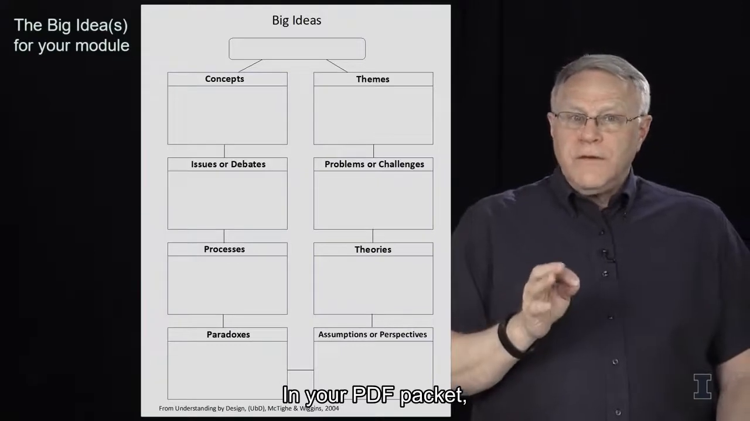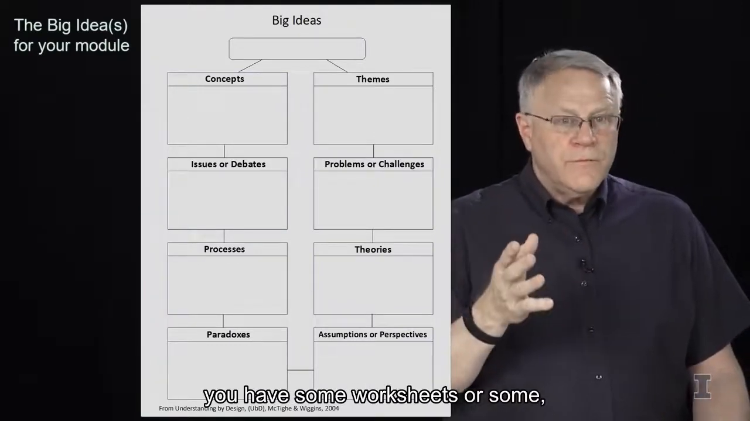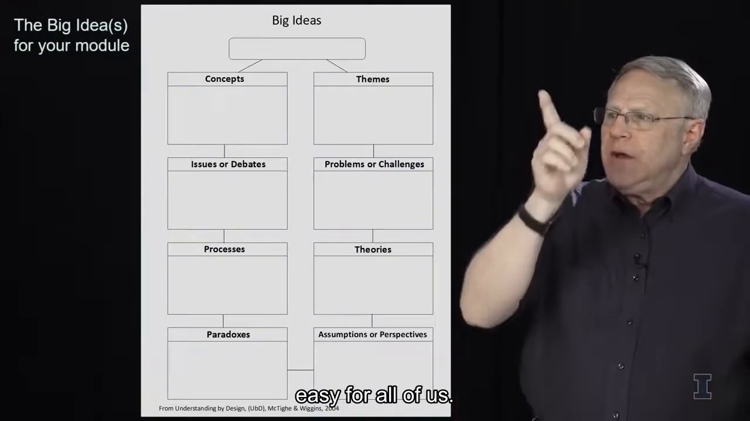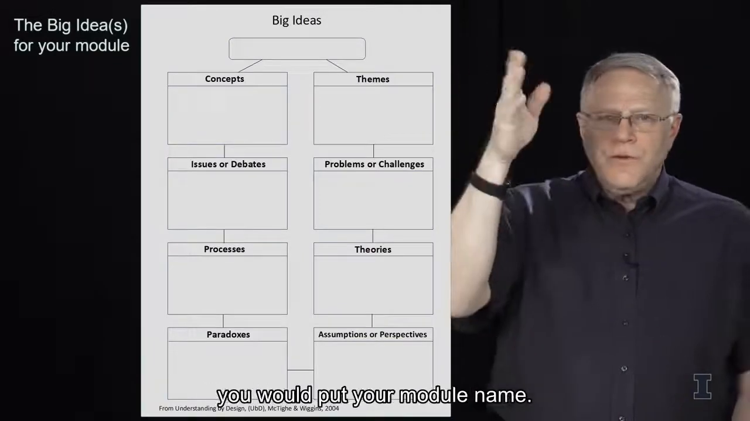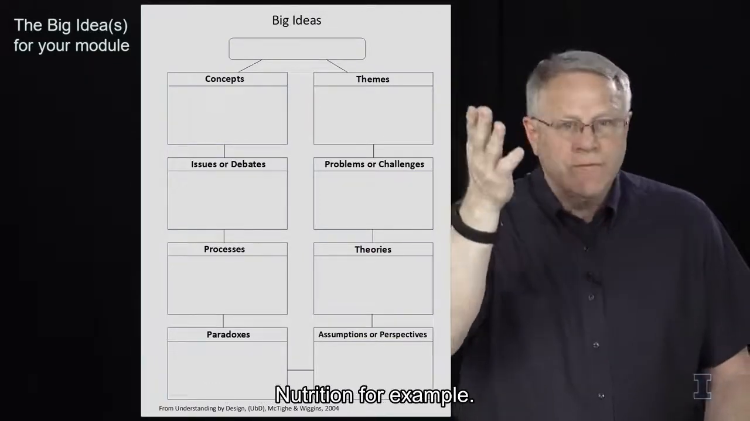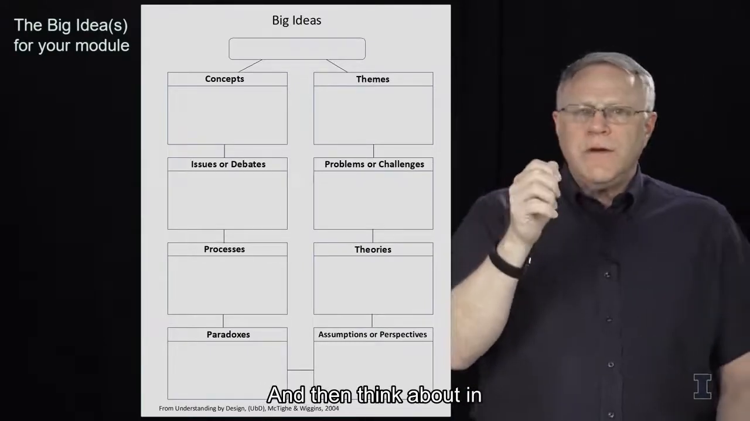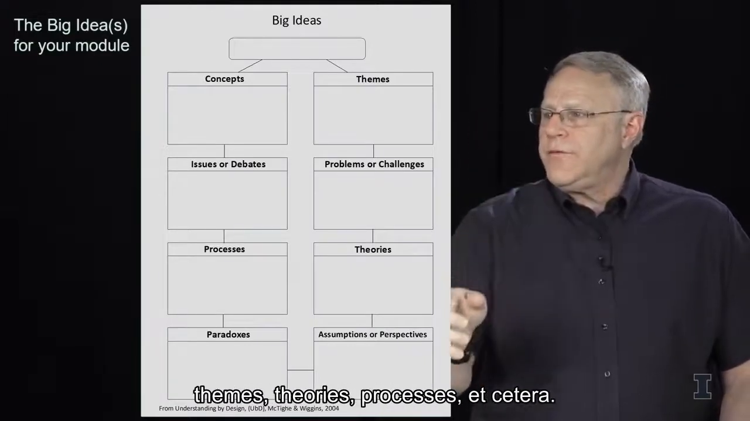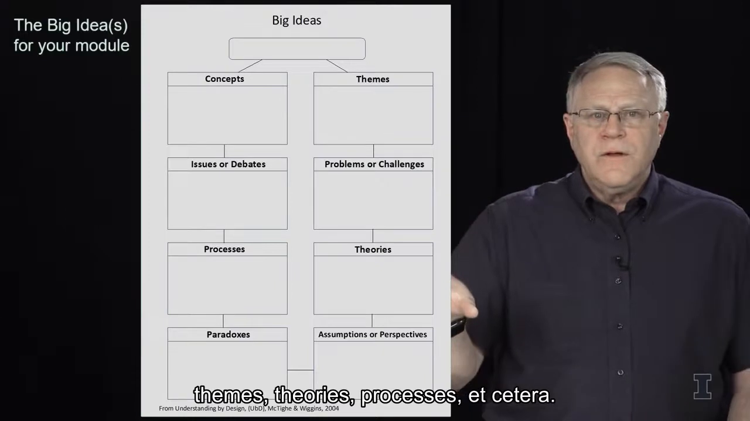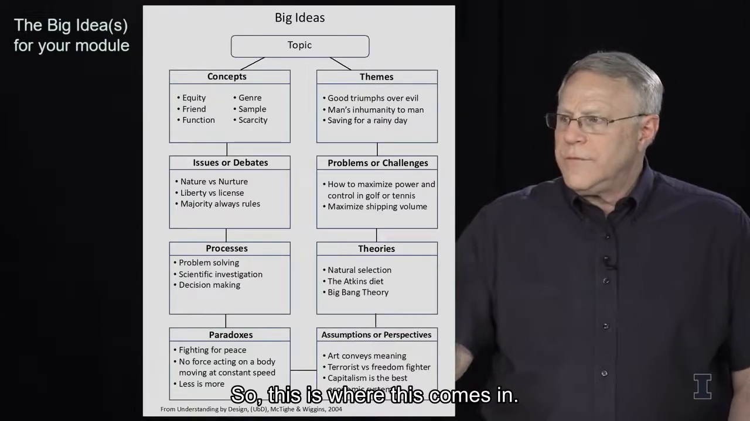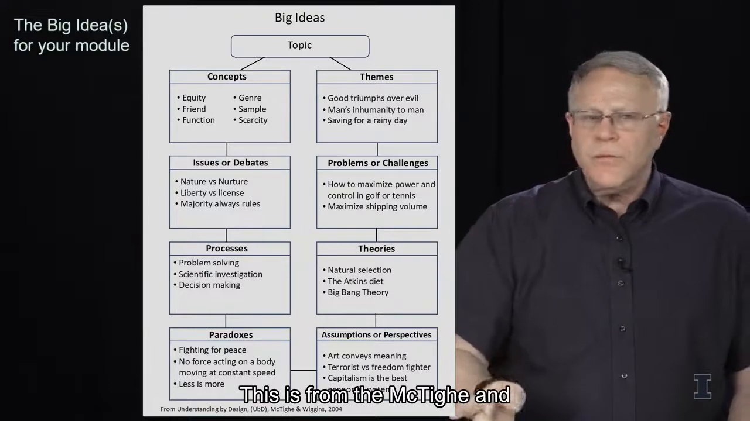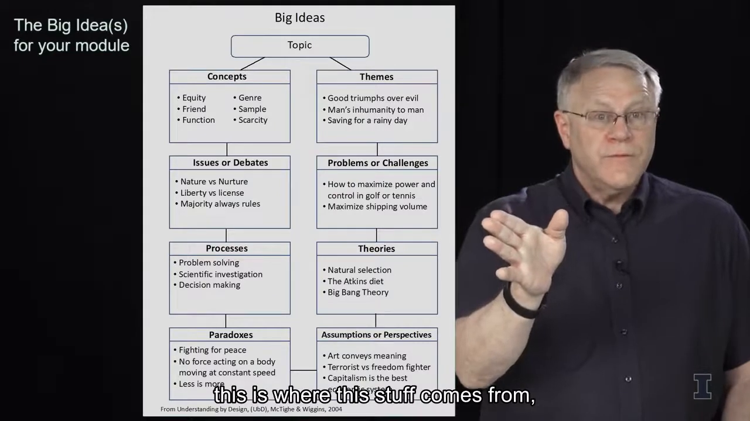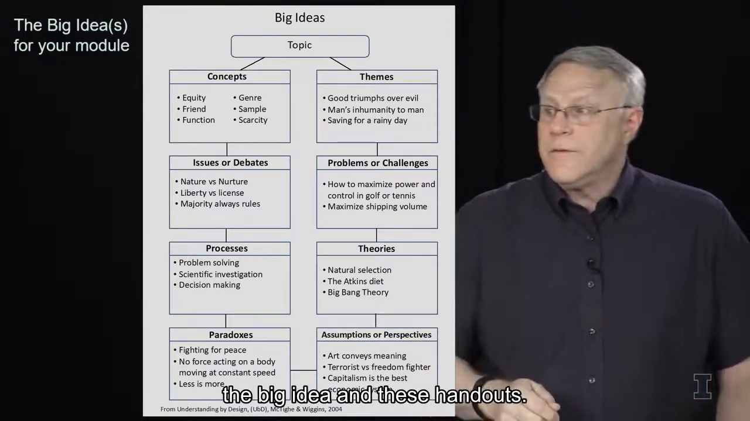In your PDF packet, you have some worksheets or some forms that can help you think about this. Again, it's not necessarily easy for all of us. The big idea, so up in the top here, you would put your module name. Nutrition, for example, I'll give you one example. And then think about, in your field, related to what you're going to be teaching, what are the big concepts, themes, theories, processes, etc. So this is where this comes in. This is from the McTighe and Wiggins backward design. So that understanding by design, backward design, this is where this stuff comes from, the big idea and these handouts.